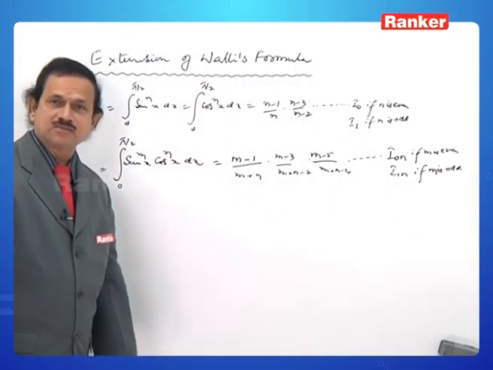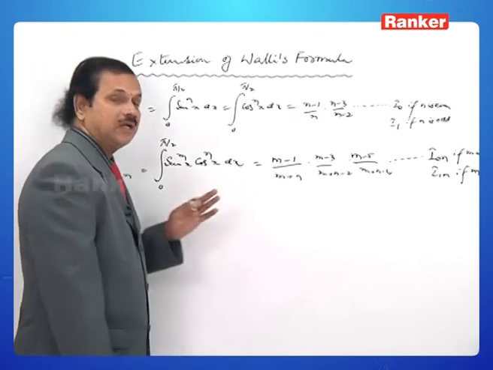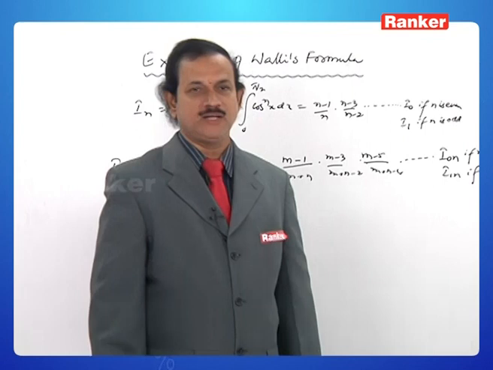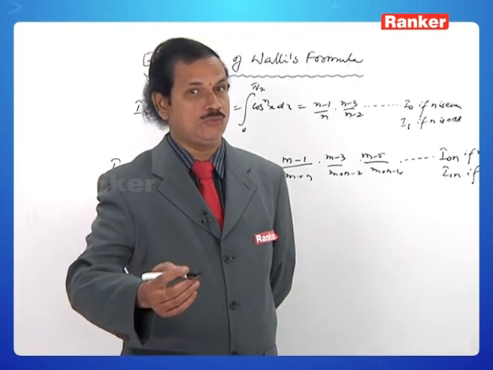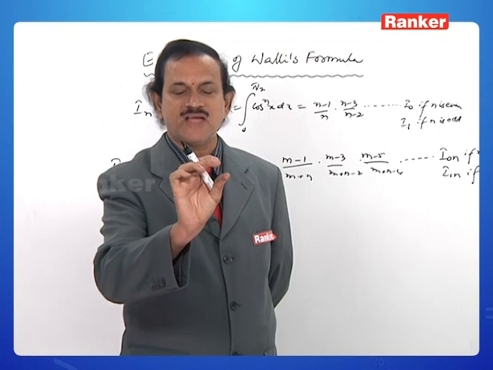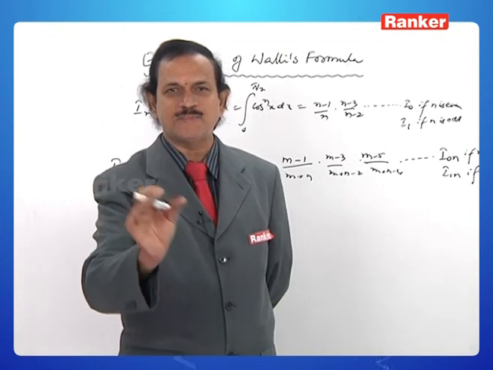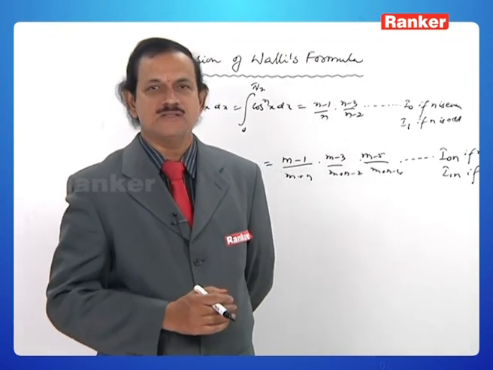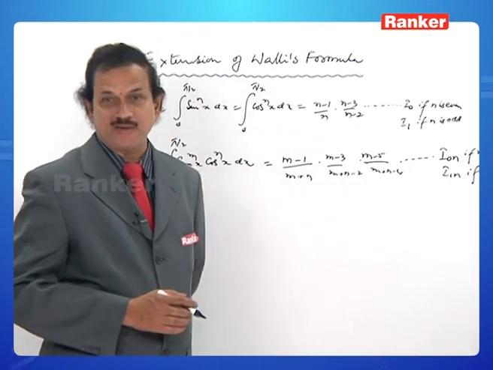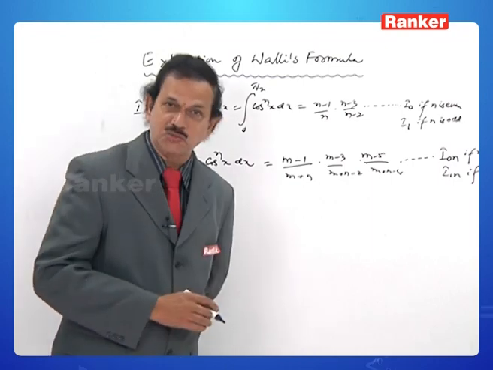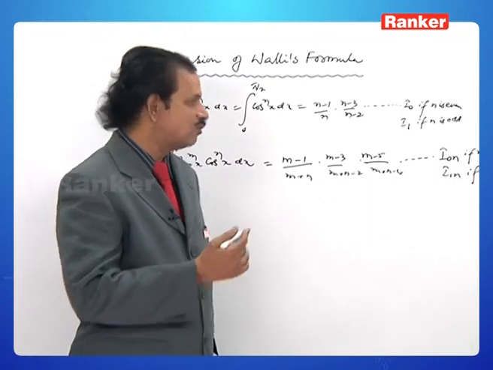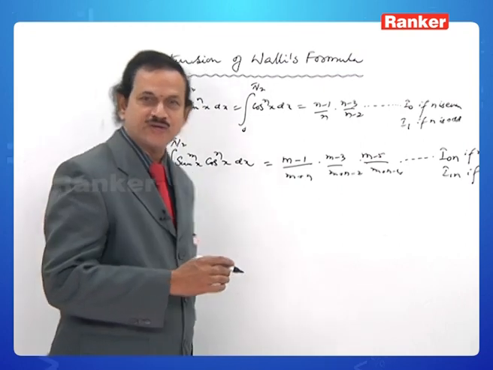This is the process of noting down the extension of Wallis formula. That is, as and when you look at two functions, sine power mx and cos power nx as a product, this formula is supposed to be used. Okay, it is not yet completed. It is our duty, it is our responsibility to say what is I0n and what is I1n. Let us try to obtain them.